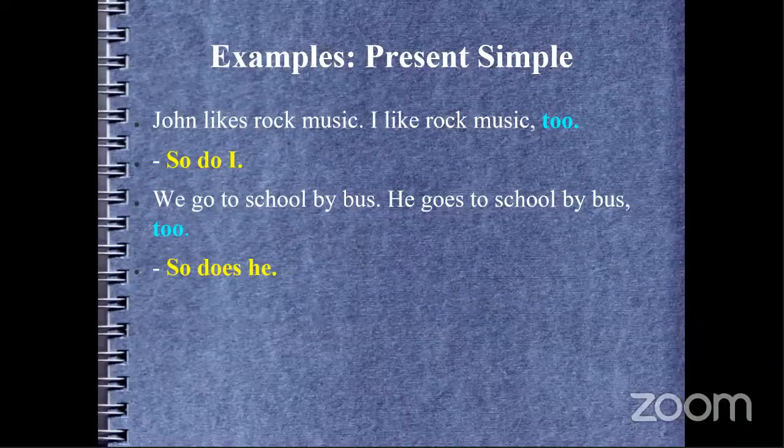For questions, auxiliary verb. For questions, we have 2 options in the present simple. All right? Number 1, do, and number 2, does. These words are the auxiliary verbs in the present simple. Do, does. So now we're going to work with the word so. So do, or so does. So do I. So do you. So do we. So do they.